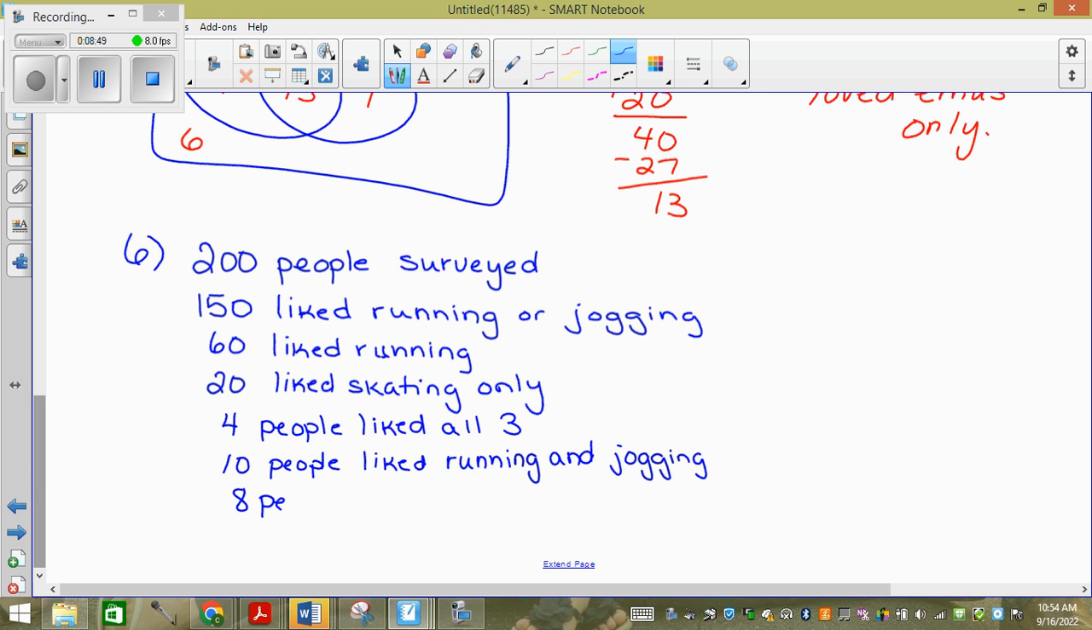8 people liked jogging and skating only. 4 people liked running and skating only.